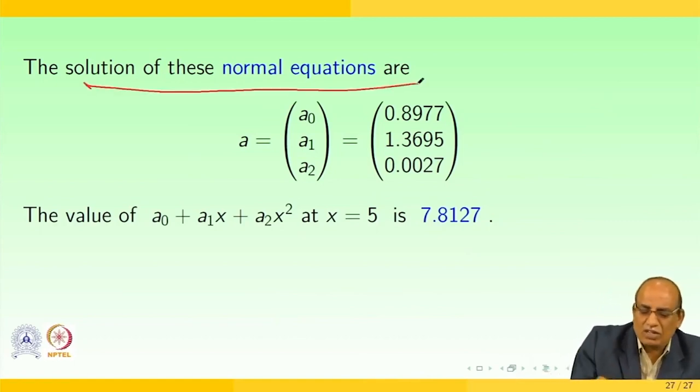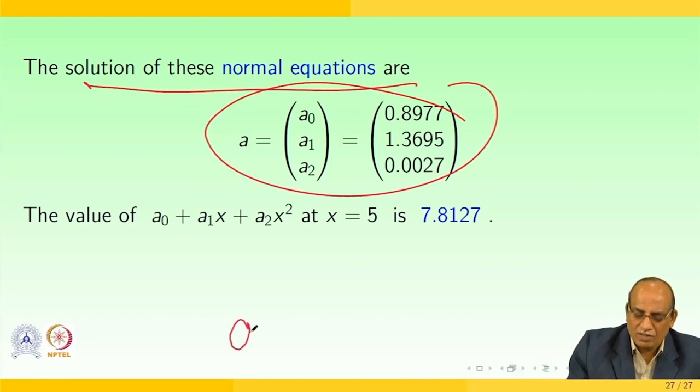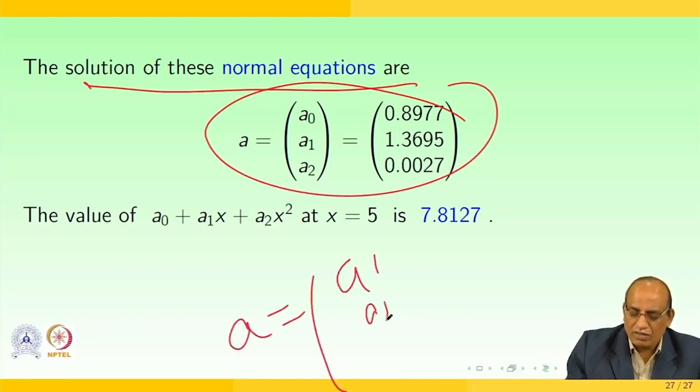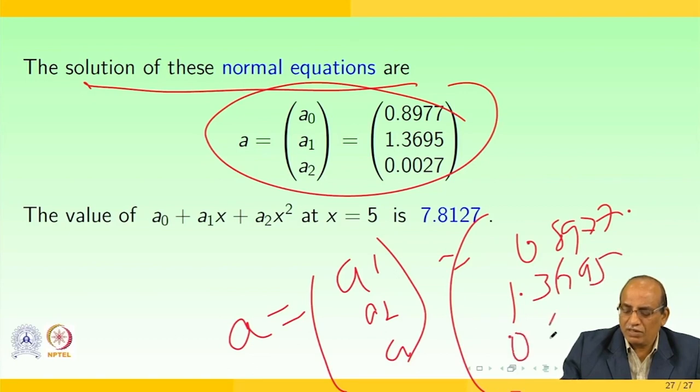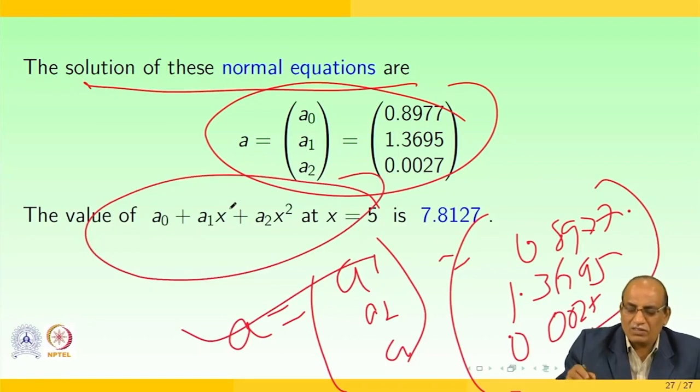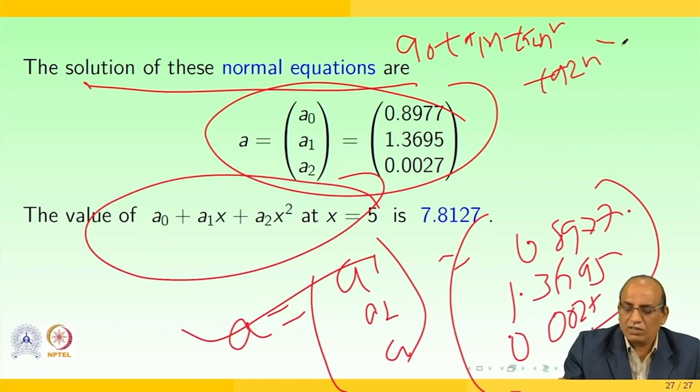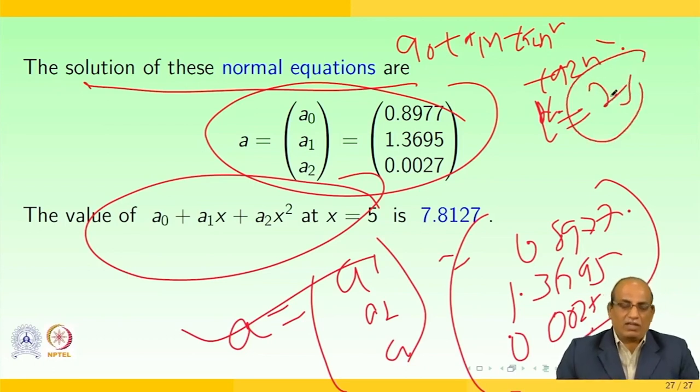The solution of these normal equations finally will take the form A is equal to a0, a1, a2, that is equal to 1.8977, 1.3695, 0.0027. When you substitute these into the polynomial, you get a0 plus a1 x plus a2 x square. You will be able to get the normal equation.